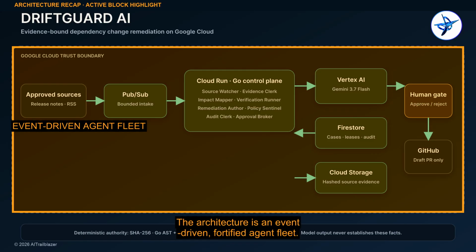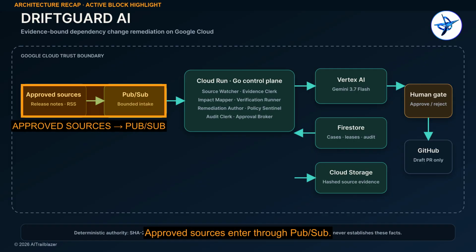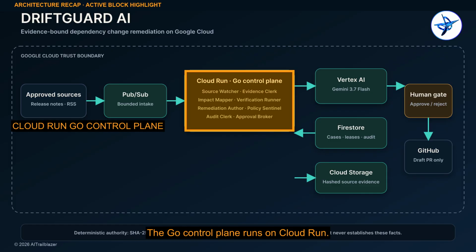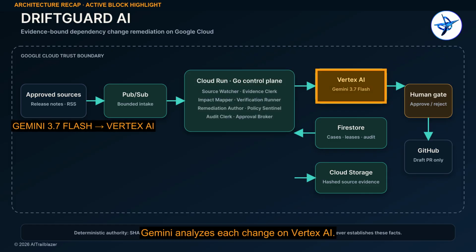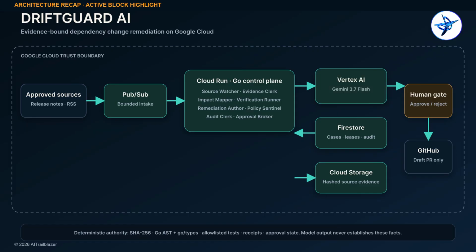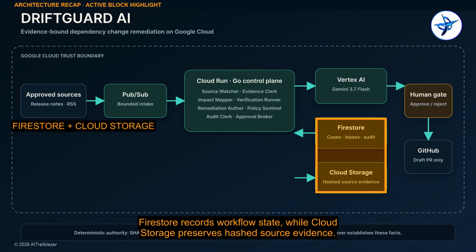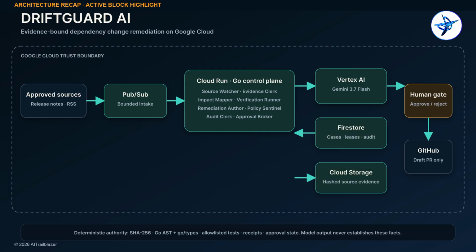The architecture is an event-driven, 45-agent fleet. Approved sources enter through Pub/Sub. The Go control plane runs on Cloud Run. Gemini analyzes each change on Vertex AI. Firestore records workflow state, while Cloud Storage preserves hashed source evidence.